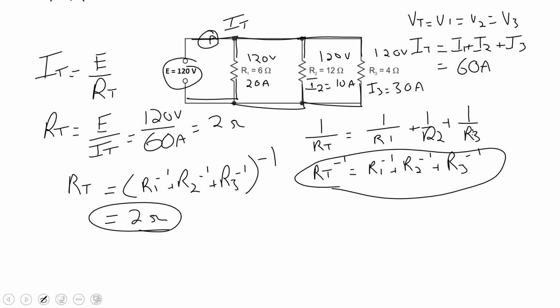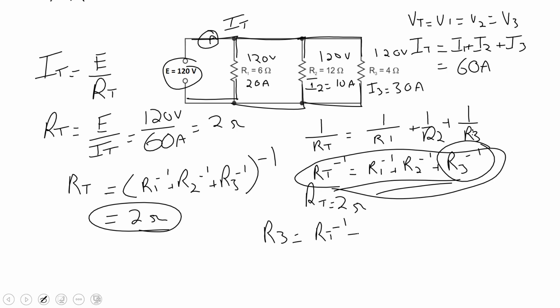So the reason why I like using this formula, I find it really quite easy to move stuff around. So if I knew the R total was 2 ohms, and what I just calculated, and I wanted to figure out a different value, let's say R3, I could just rewrite the formula. R3 is equal to R total to the negative 1 minus R1 to the negative 1 minus R2 to the negative 1. That in brackets, reciprocal the whole thing, and I should get the answer.